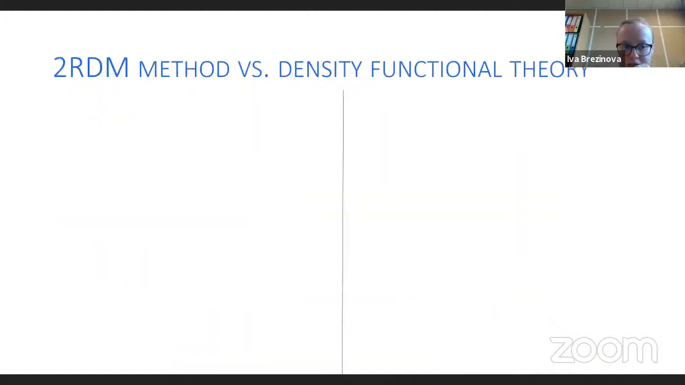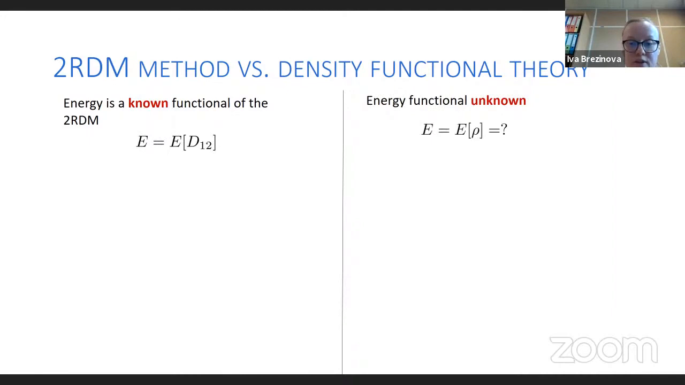So just to compare the two methods, the two-RDM method and density functional theory, since I guess that some of you are very familiar with density functional theory, I want to just show the similarities but also the differences. So as I have mentioned already, the energy is a known functional of the two-RDM. This is not the case for the energy functional in DFT. So this is one advantage of the two-RDM, but one disadvantage of DFT.